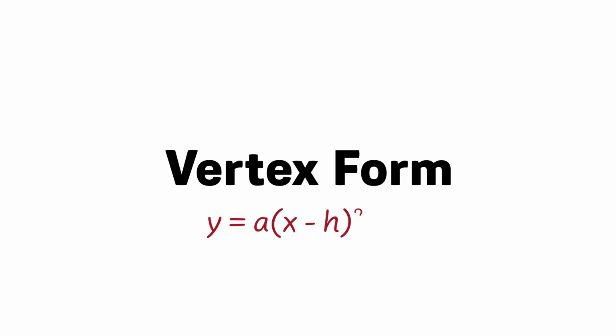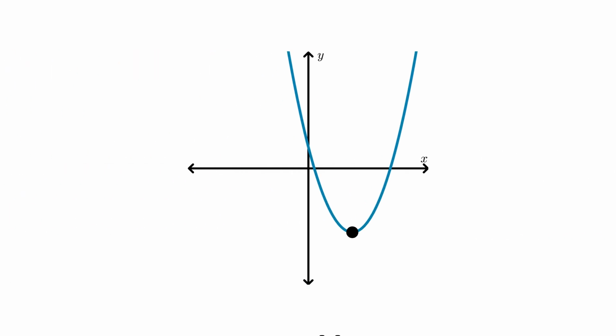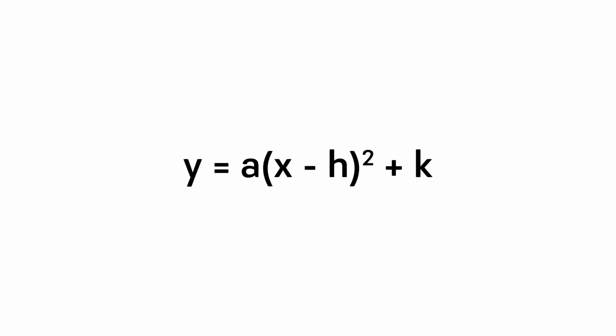One of the most useful formulas for quadratic equations is vertex form, and if you remember from earlier in this chapter, a vertex is the turning point of the parabola. It's always in the exact middle of the curve, and it always represents the highest or lowest point on the curve. The official formula for vertex form is y equals a times x minus h squared plus k.